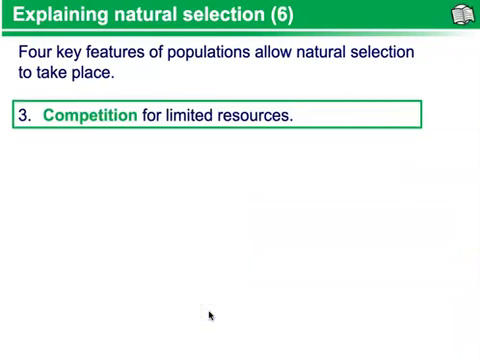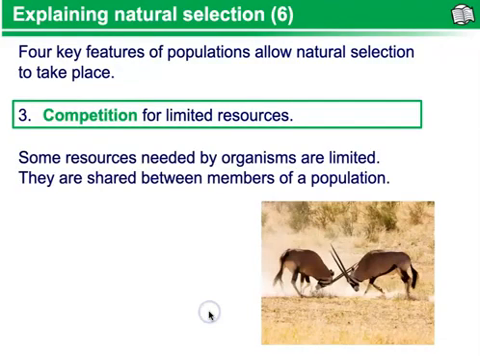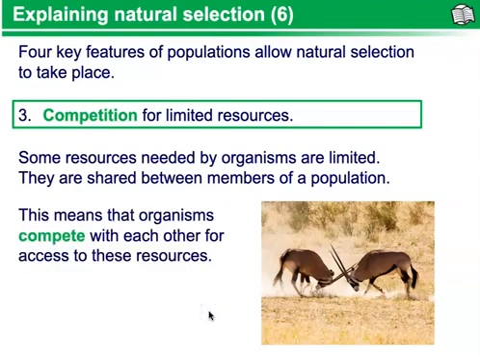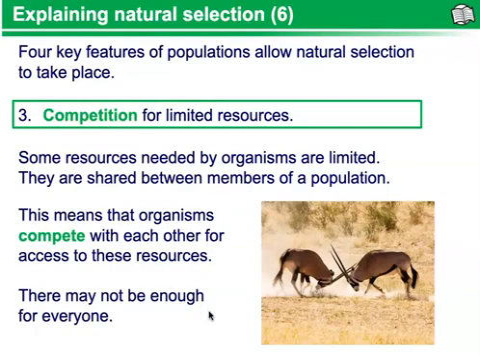The third key feature is competition. Specifically, when we're talking about competition, we're talking about what is occurring when there are limited resources. So some resources needed by organisms are limited. They are shared between members of a population. This means that organisms compete with each other for access to these resources. And there may not be enough of those resources for everyone in the environment.